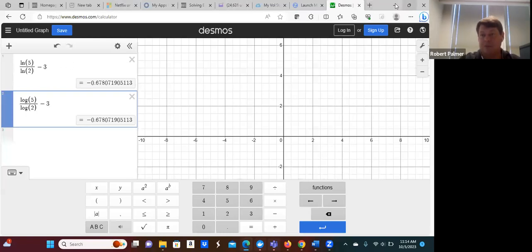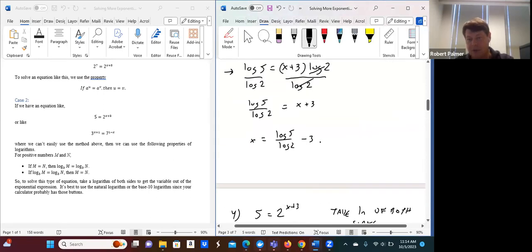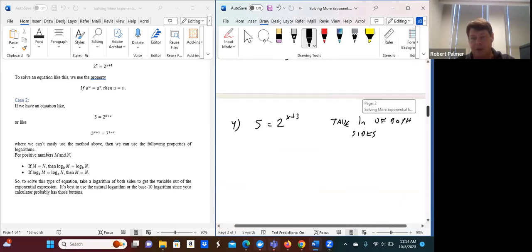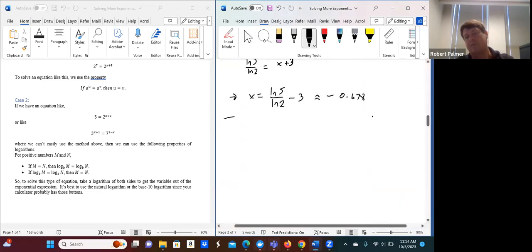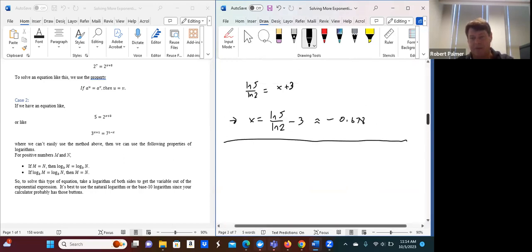Okay, so let's go back up here and just mention that's the same thing. So this is also approximately negative 0.678. Okay, now let's do this next one then. So I guess this will be number 5.